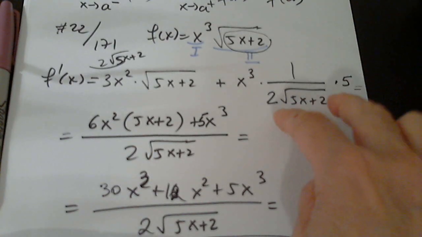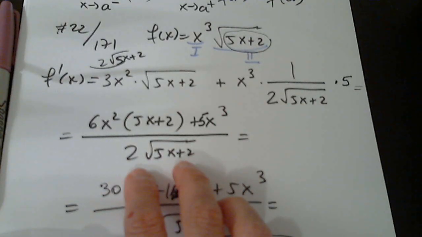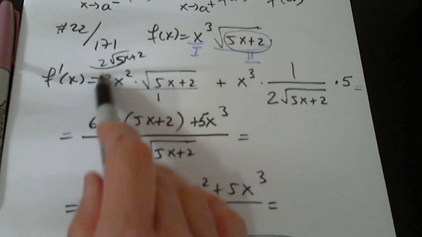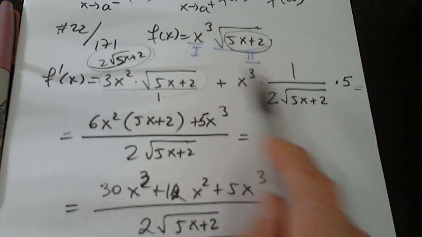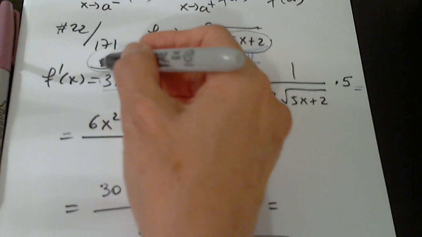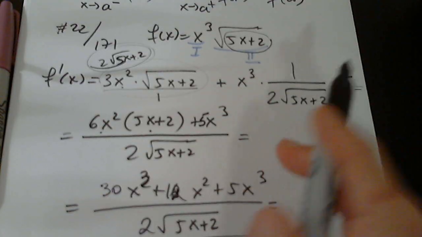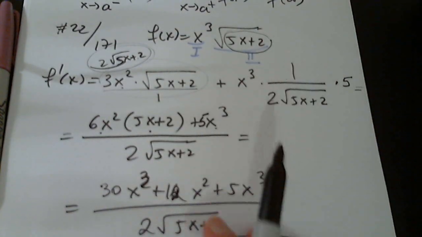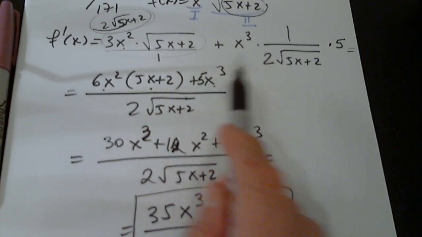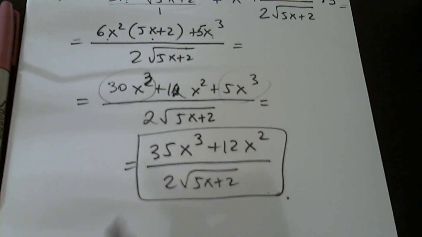times 5x. Yes, plus, because I found the least common denominator. The least common denominator is 2 the square root of 5x plus 2. This one is 1, so I need to multiply this product by 2 the square root of 5x plus 2. When I multiply these two, I get 5x plus 2. When I multiply these two, I get 6x squared. Okay, that's okay, I'd rather check. Plus 5x cubed. And then I distribute it. So it's 30x cubed, 12x squared, plus 5x cubed. These are like terms, so then I have 35x cubed plus 12x squared.